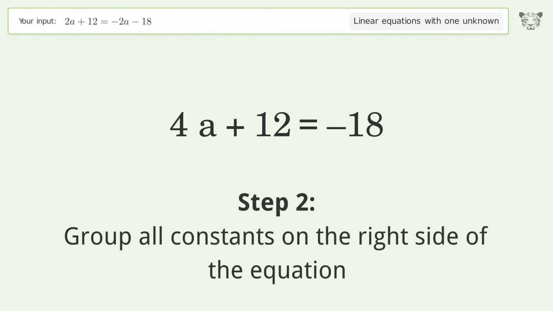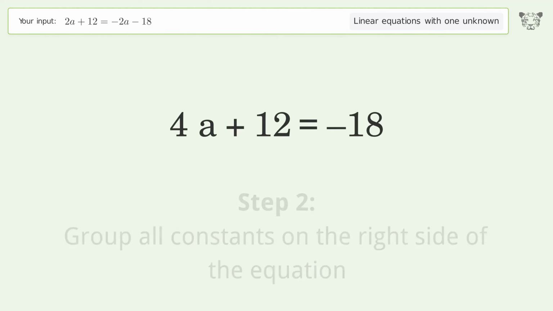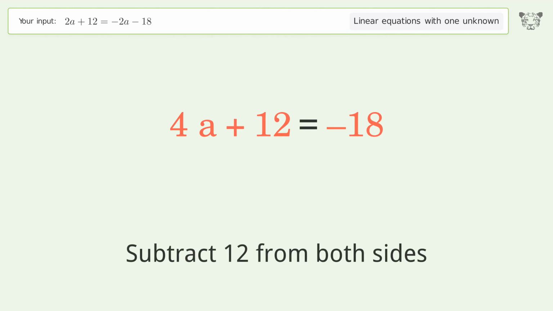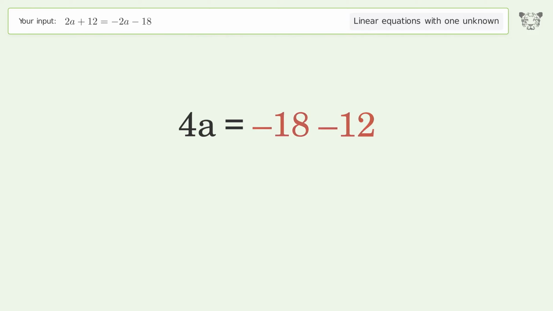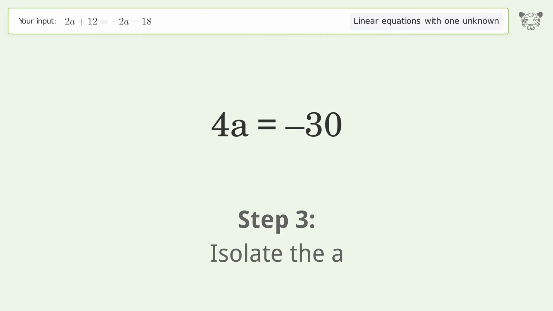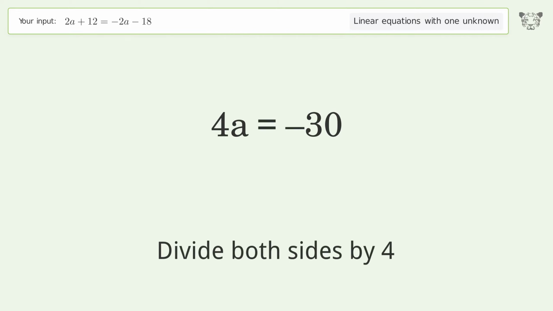Group all constants on the right side of the equation. Subtract 12 from both sides. Simplify the arithmetic. Isolate the a. Divide both sides by 4.